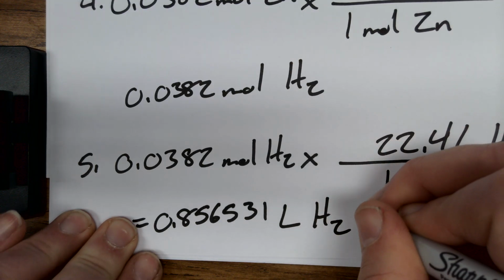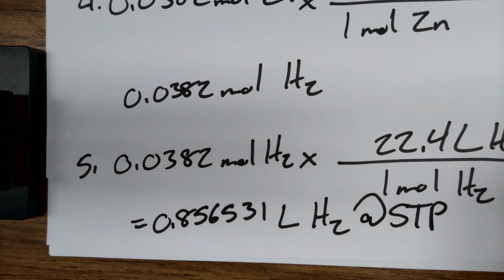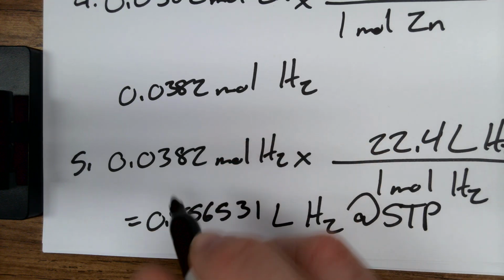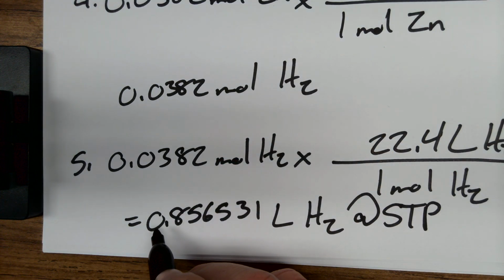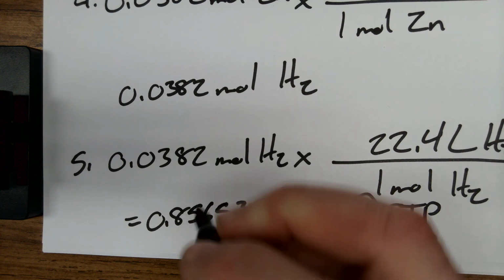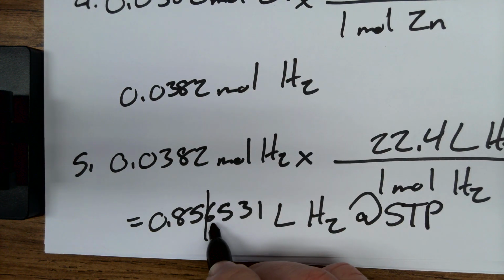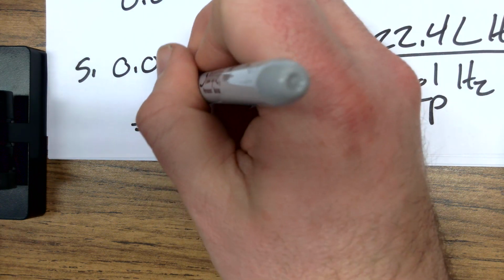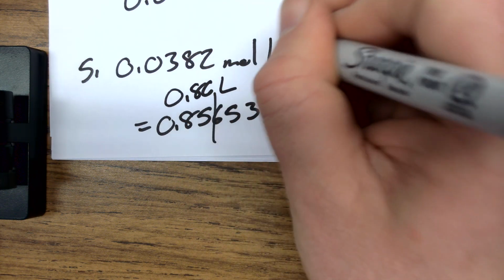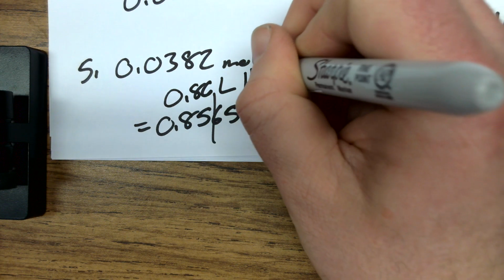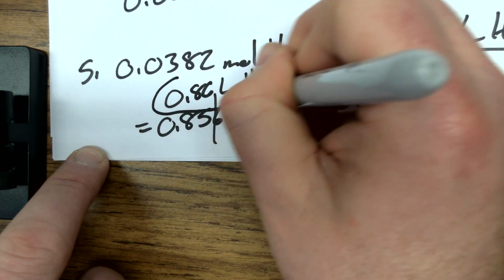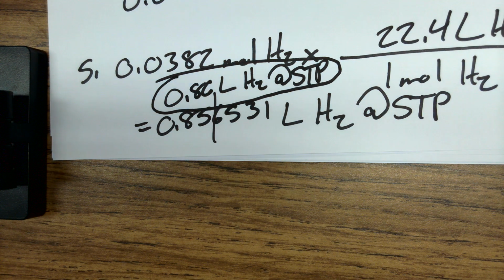Liters H2 at STP. Is that my final answer, though? No. How many sig figs does my final answer have? 2. Does a 0 count as a sig fig? No. 1, 2. Is a 6 big enough to push my 5 to a 6? Yes. 0.86 liters H2 at STP. That is my final answer.